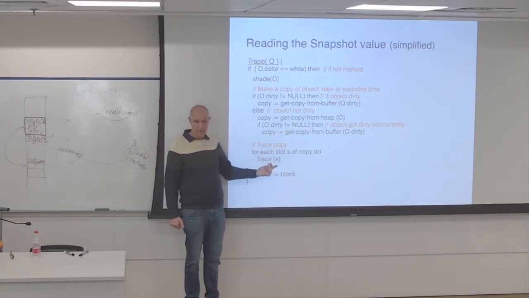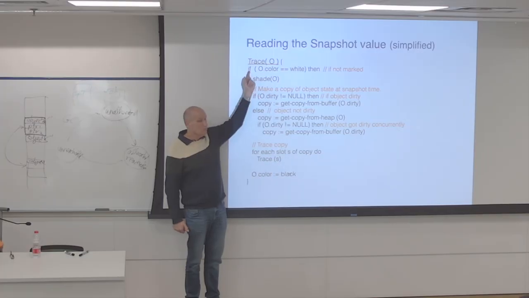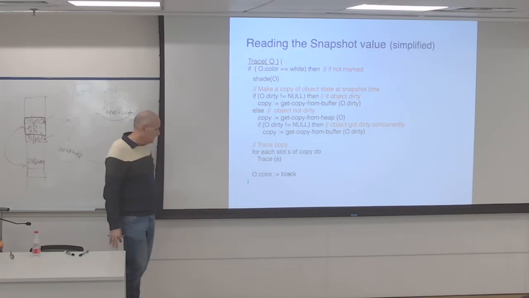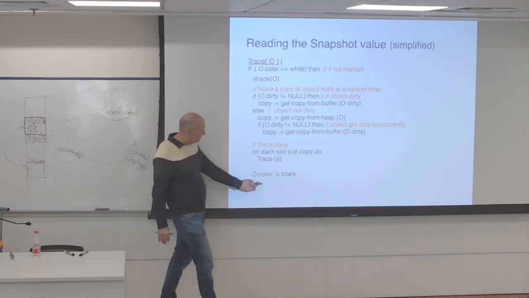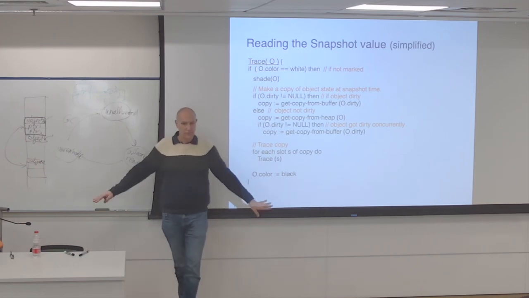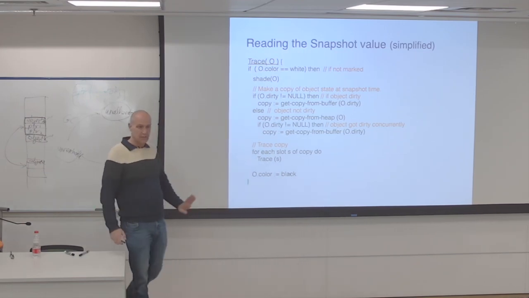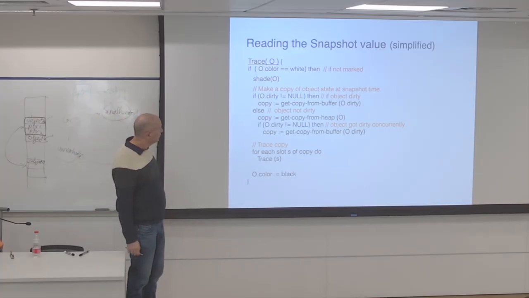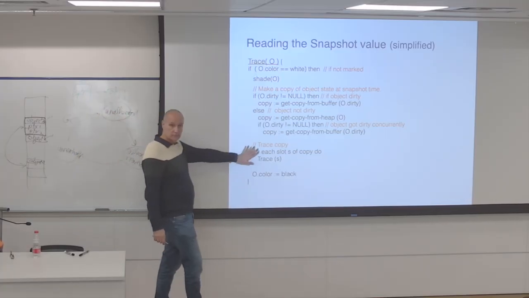So for each of its children, you trace it, going back to this same routine with the child. And then you make the color of the object black. You've traversed all its children. It becomes black. You don't need to see its children anymore. Okay, so that is fine.